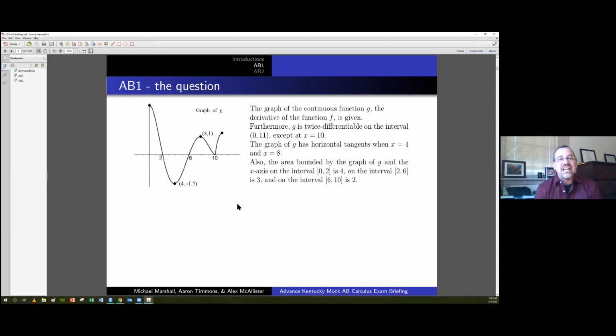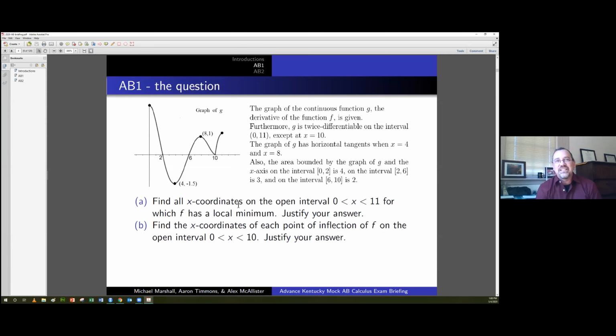The first question, how's it set up? We're given a graph of a function g, and we've got that it's the derivative of the function f, and they're told different things about it, like that it's twice differentiable on the interval. We reassure the students that there are horizontal tangents at those couple places that look like they might have them, and then we give them some area information. And then we dive into all kinds of questions you can answer with calculus.